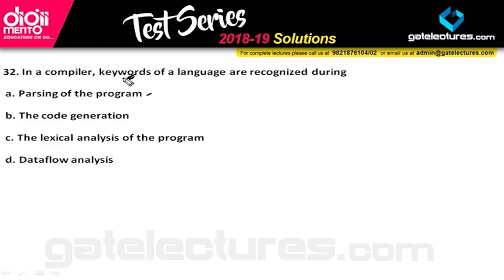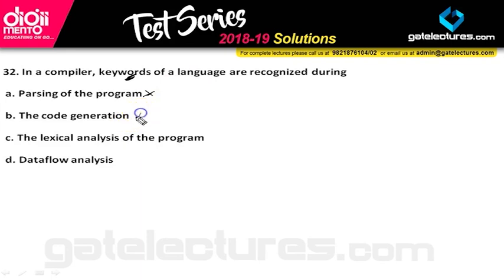Okay, so just try to understand what I'm saying. Parsing of the program means checking the syntax of the tree, whether it is right or not, by making the parse trees. Now keyword recognition must be done before the parsing, then only it will make sense whether the syntax is right or not. And for the semantic phase also. So that's why A is clearly not the answer here.